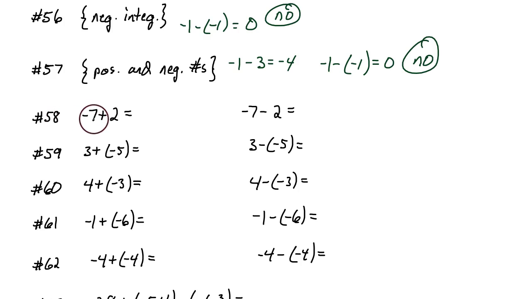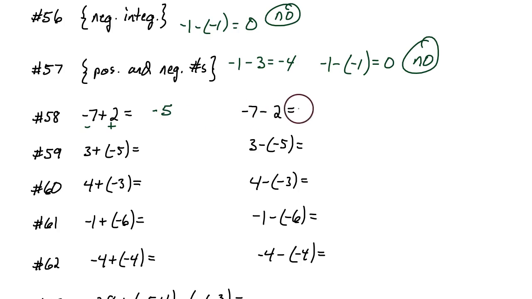Number 58, negative 7 add positive 2. The first number is negative, the second number is positive. They have different signs. Find the difference of their absolute values. 7 minus 2 is 5. And give the answer the sign from the number that has the greater absolute value. That'd be this one, which is negative. So the answer is negative 5.